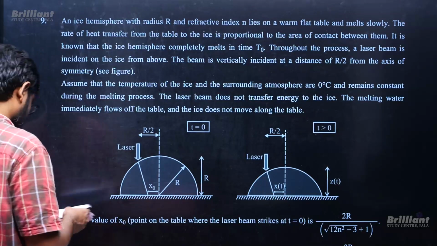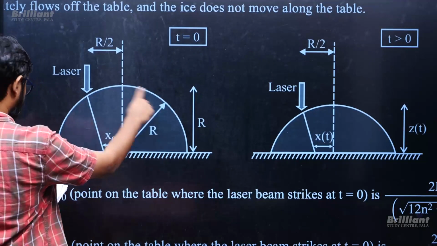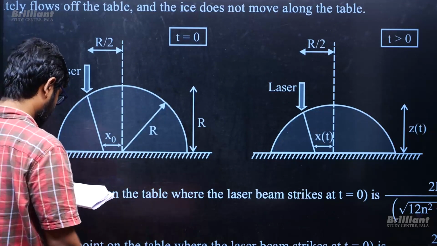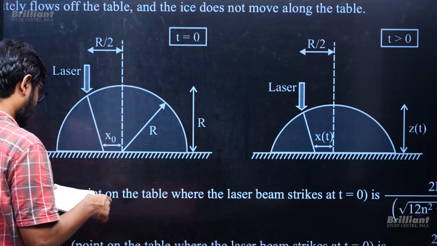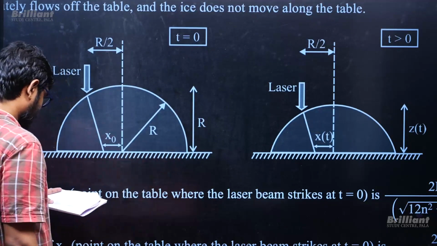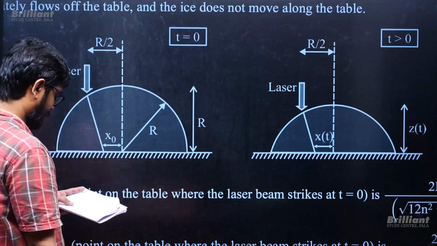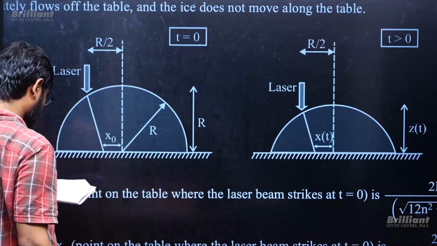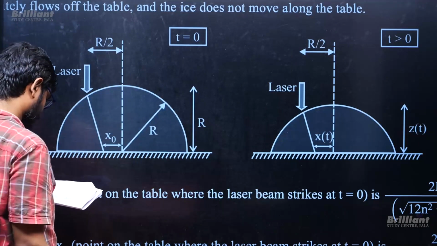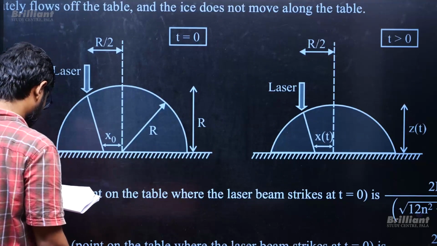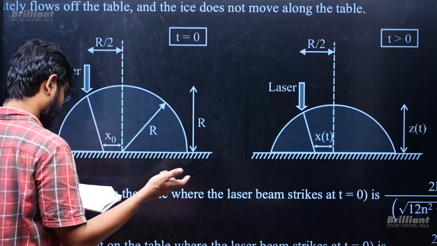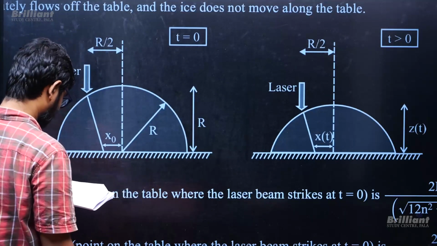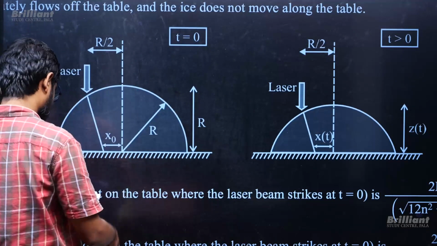So the next question goes like this: an ice hemisphere with radius r and refractive index n lies on a warm flat table and melts slowly. The rate of heat transfer from the table to the ice is proportional to the area of contact between them. It is known that the ice hemisphere completely melts in time t0. Throughout the process, a laser beam is incident on the ice from above. The beam is vertical, at a distance r by 2 from the axis of symmetry. Assume that the temperature of the ice and the surroundings is 0 degrees and remains constant. The laser beam does not transfer energy to the ice. This is not giving energy, only the table is giving energy.